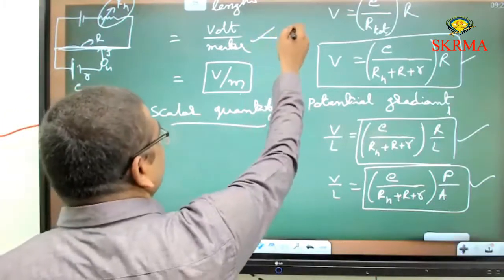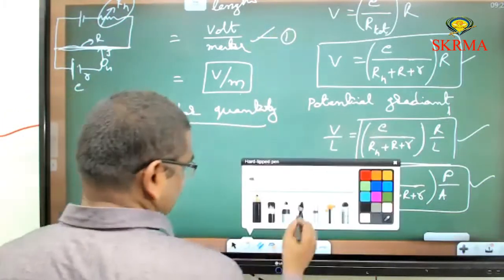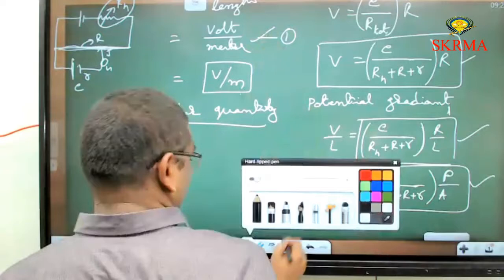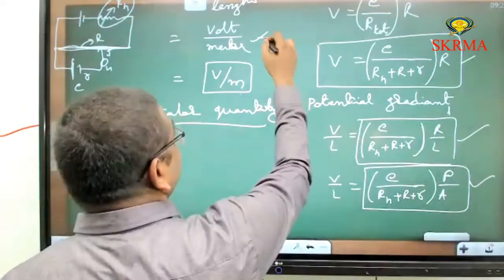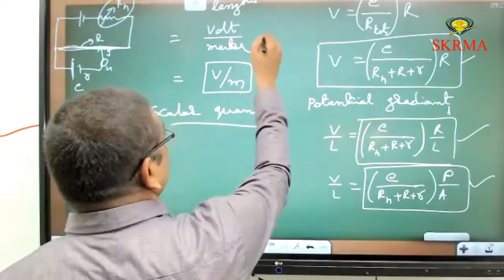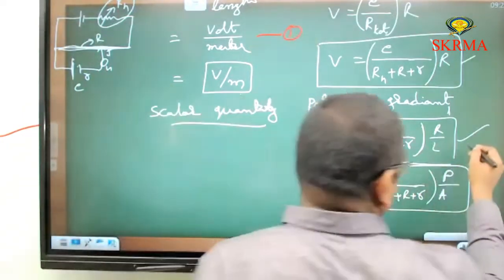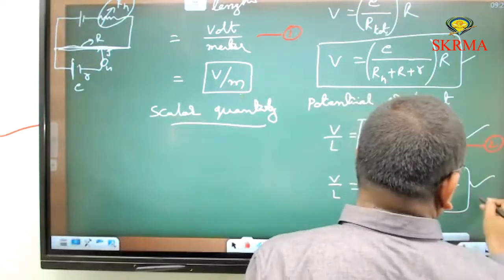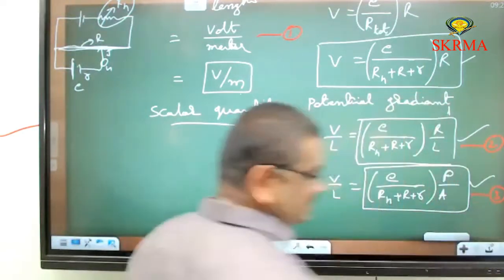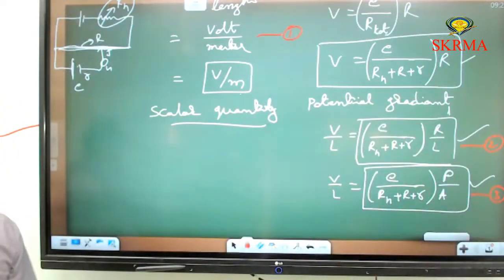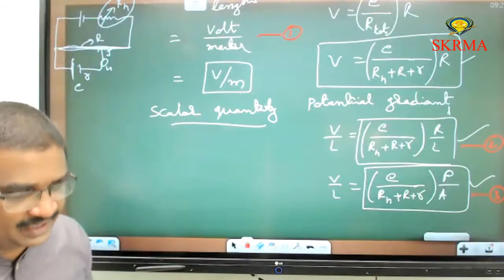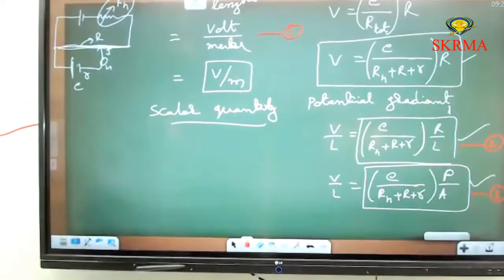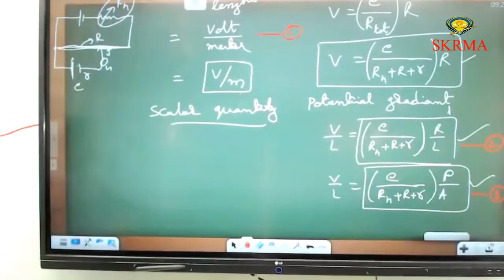The first one is a basic equation. This is the first equation, this is the second equation, and this one is the third equation. So 3 major equations are there for potential gradient. The first one is the basic equation, and the second and third are the main equations.